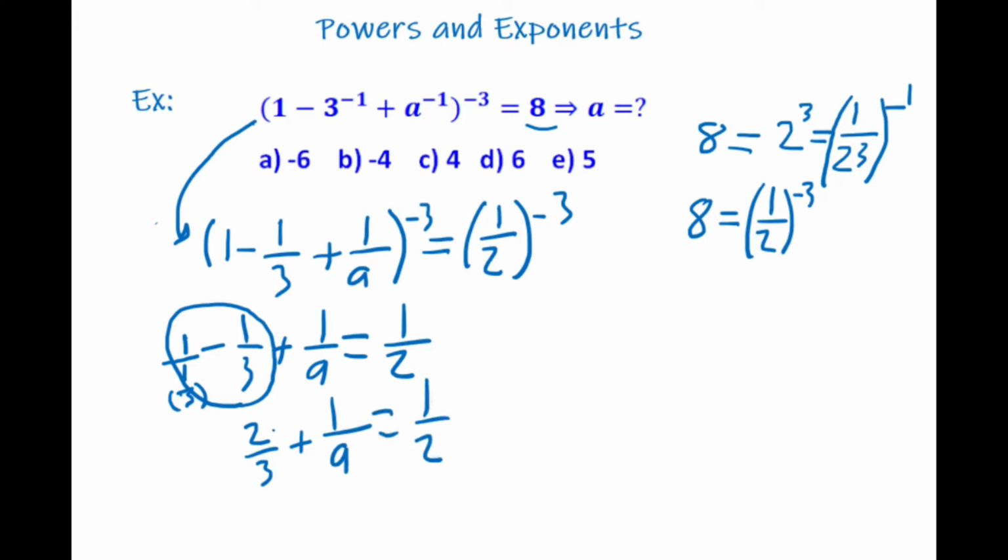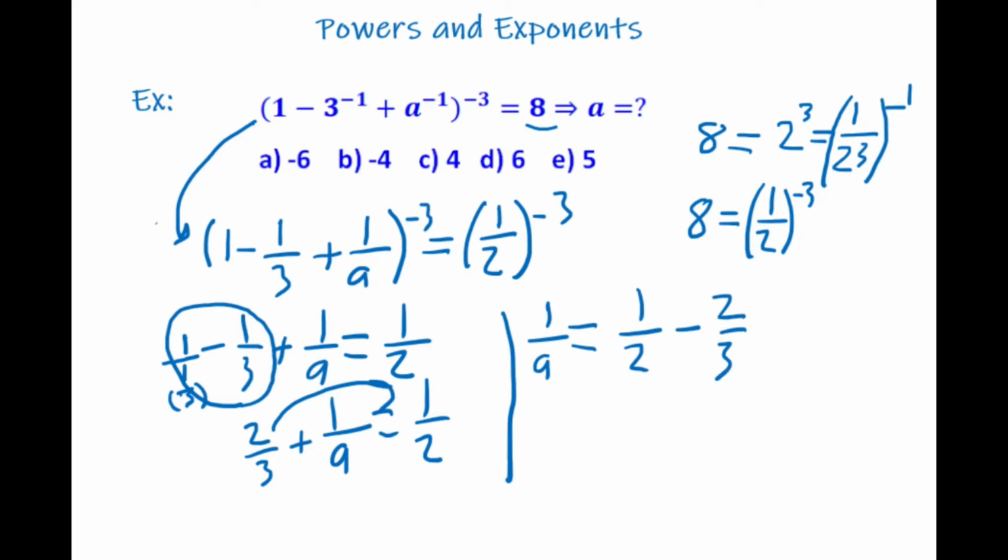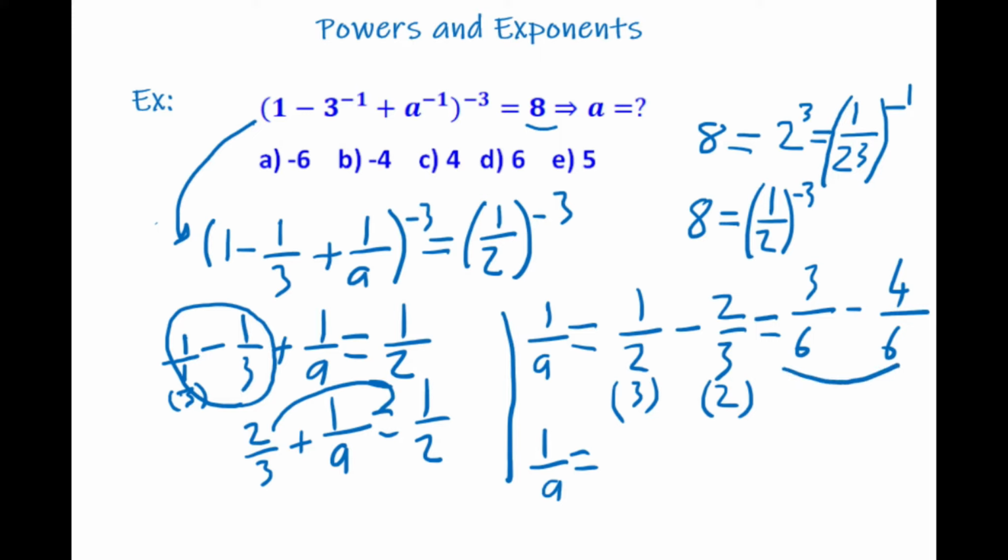Now I need to move this 2 over 3 to the other side. Okay, let me continue here. So it's going to be 1 divided by a is equal to 1 divided by 2 minus 2 over 3. Now I need to make the denominators the same. How? Basically just put here 3 and just put here 2. Once you do that, you have 3 over 6 minus 4 over 6. So 1 divided by a is, and now if you look at here, the denominators are the same. That means we can subtract the numerators. 3 minus 4 is going to be -1, so -1 divided by 6.